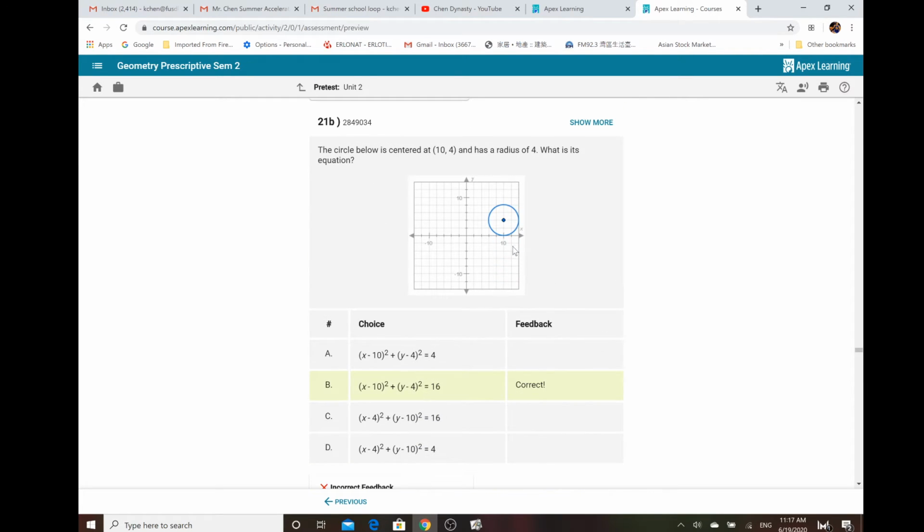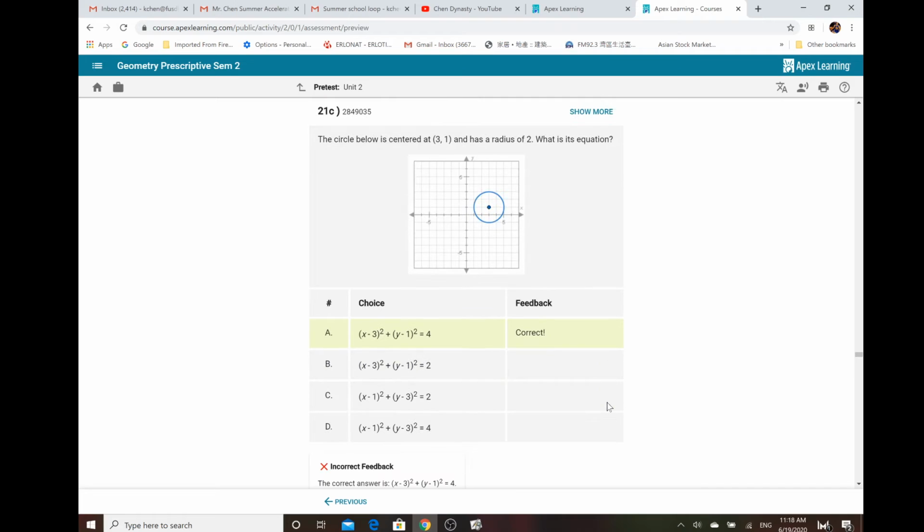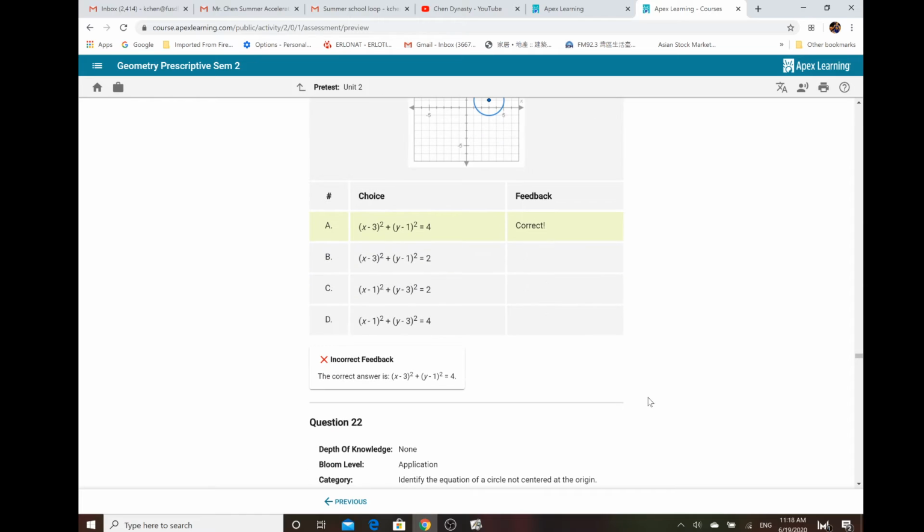So here's another one. So started with the center. So the center is 10, 4. So this will be written as (x minus 10) squared plus (y minus 4) squared, so that equals 4 squared. 4 squared, which is what? 16. And here's another one. So just plug in a number to the equation of a circle and then just find out the matching equation.